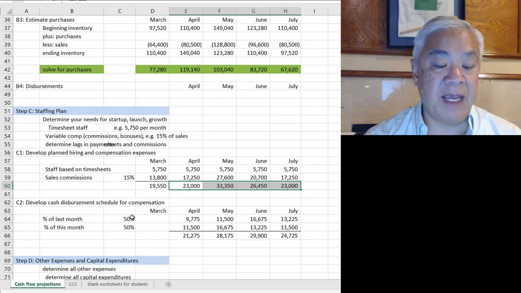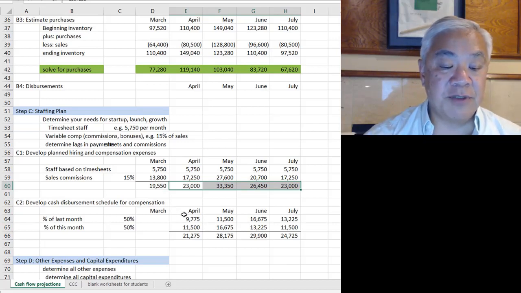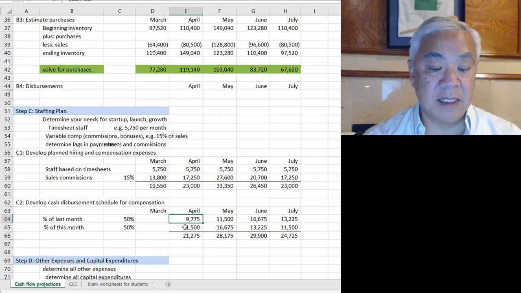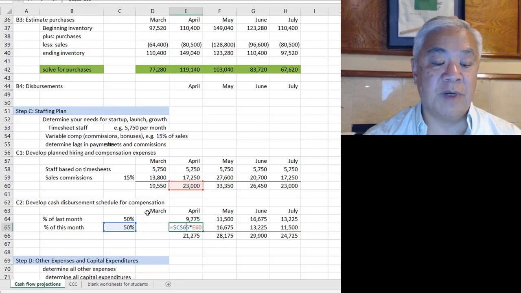Next is, when do we pay them? And here the assumption is that we're going to pay half of it in this month and half of it in the following month. So again, in the month of April, we're going to pay half of the prior month plus half of the current month. And so in May, again, we have half of the prior month plus half of the current month.